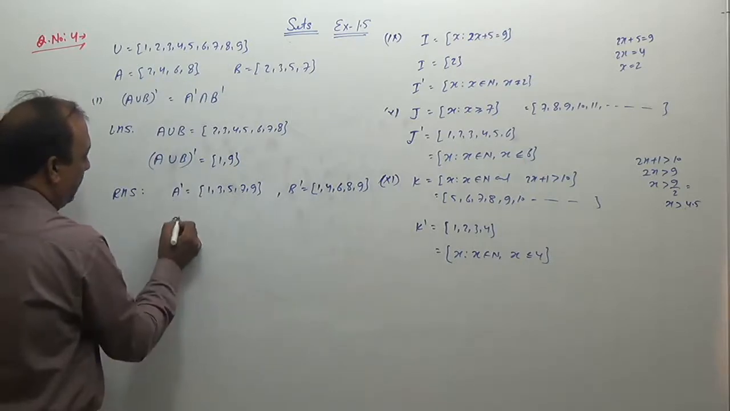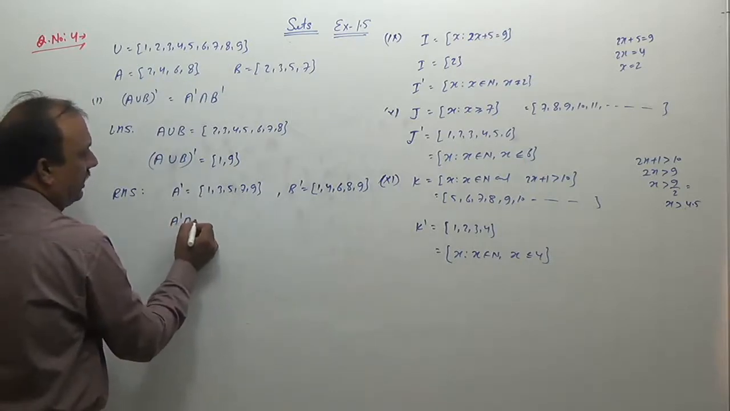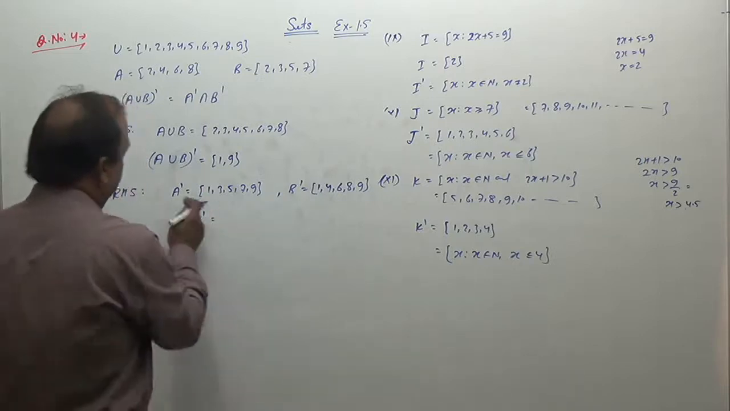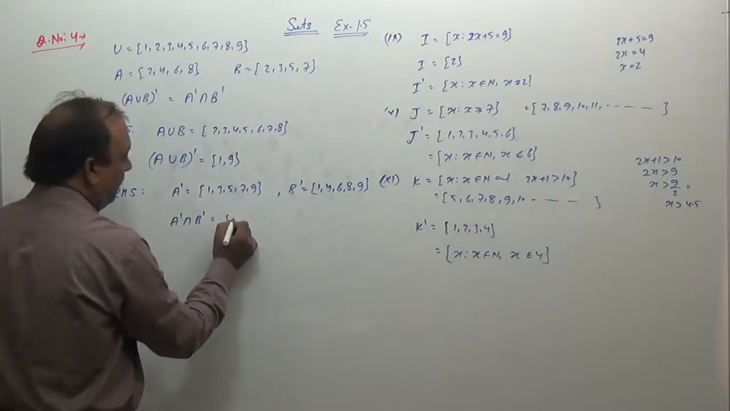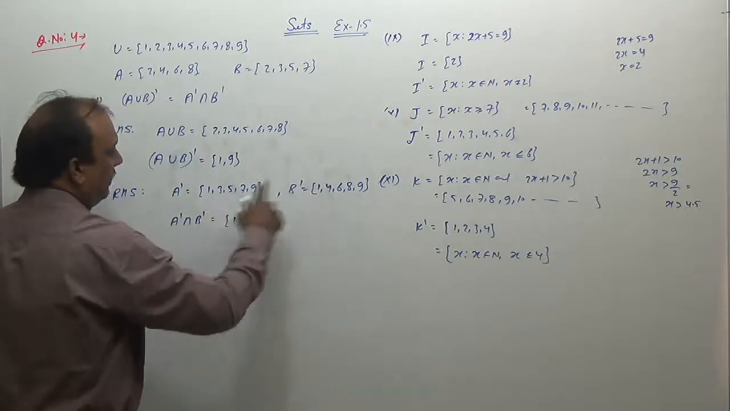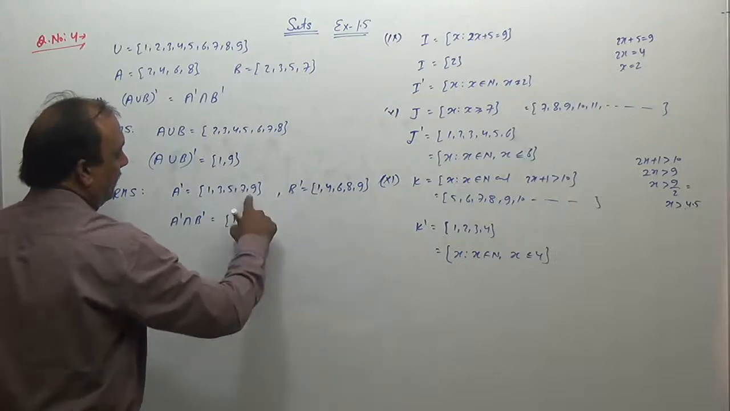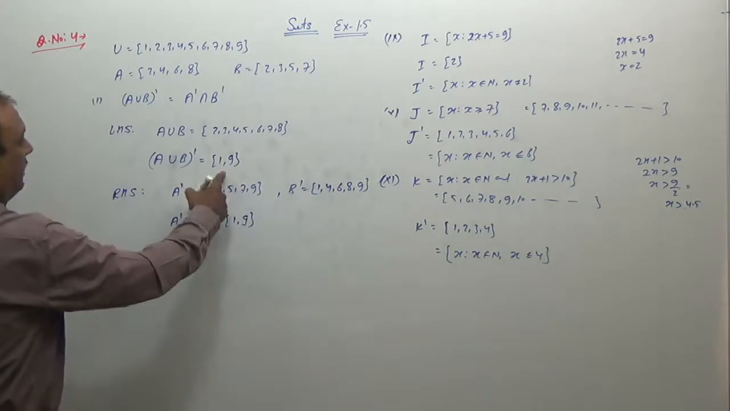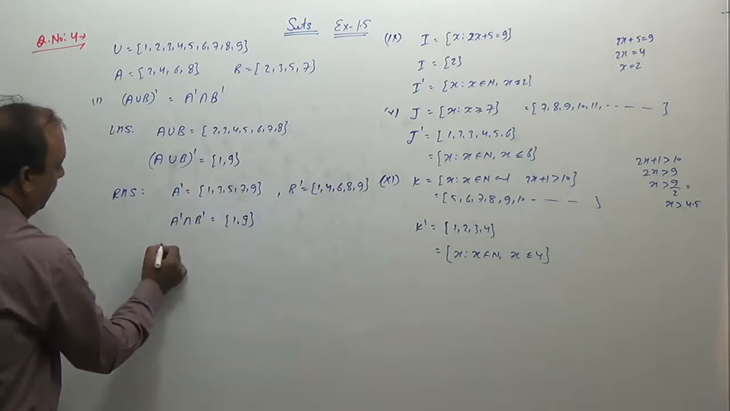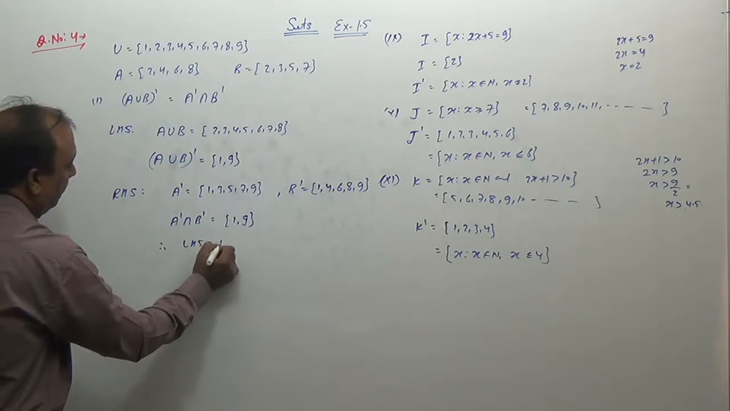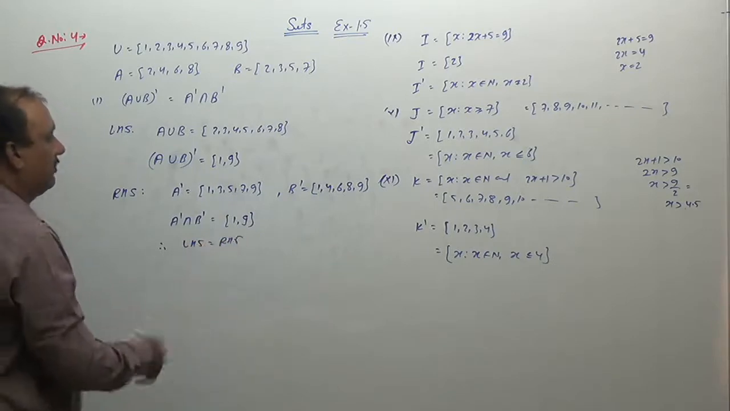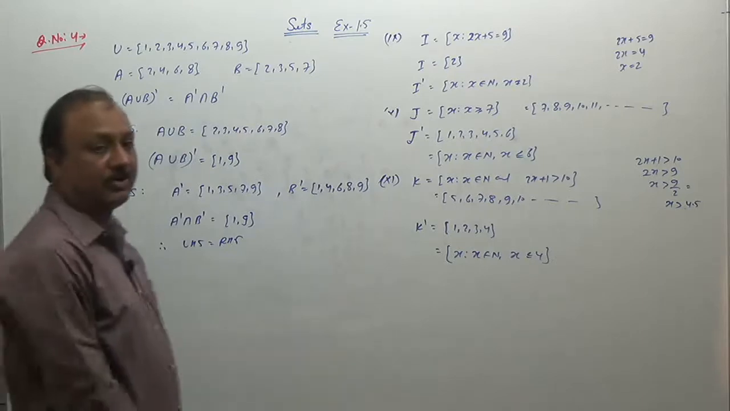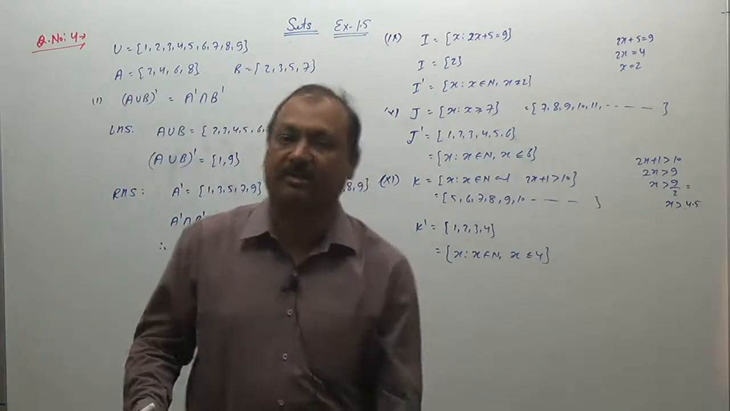Now find out A complement intersection B complement. So what are the common elements in A complement and B complement? That is 1, 3 is not there, 5 is not there, 7 and 9. So that is left hand side is equal to right hand side. Therefore this De Morgan's law is verified. So we can say that (A union B) whole complement is equal to A complement intersection B complement.